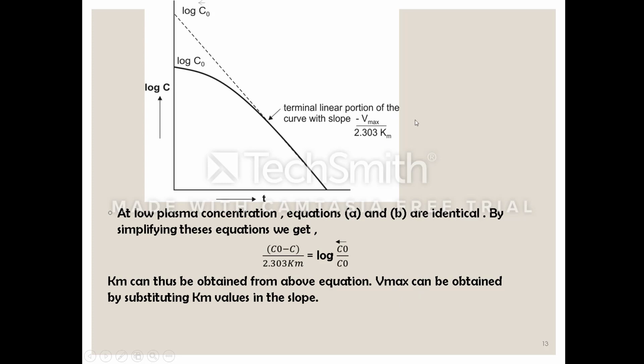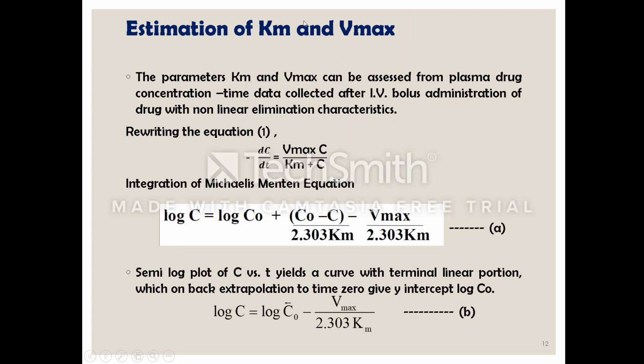Vmax can be calculated by substituting the Km value in the slope. It is important to estimate Km and Vmax because these two parameters help you decide the dosage for a particular patient. Each patient has different Km and Vmax values for each process, so based on these values we adjust the dosage regimen of that particular patient.